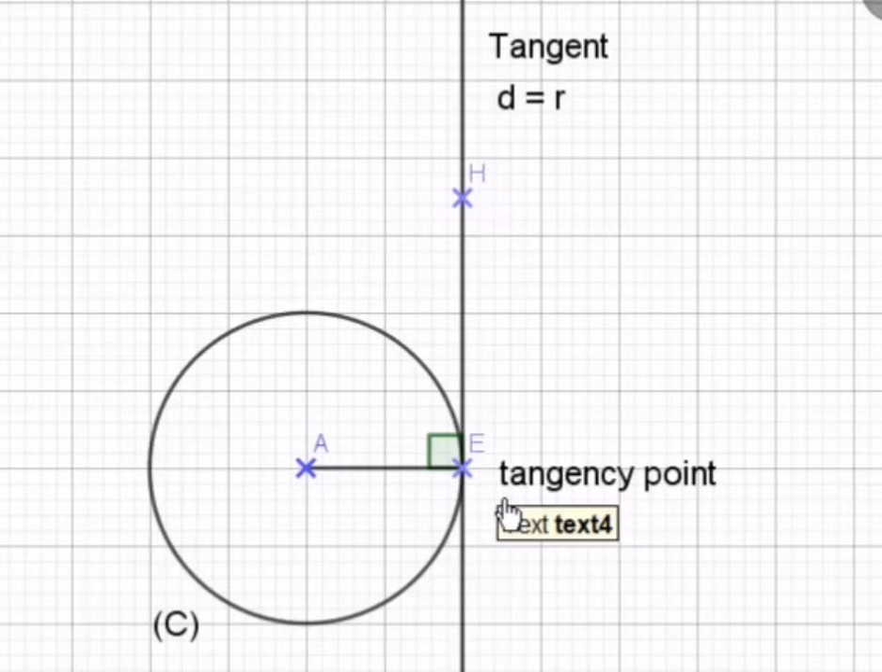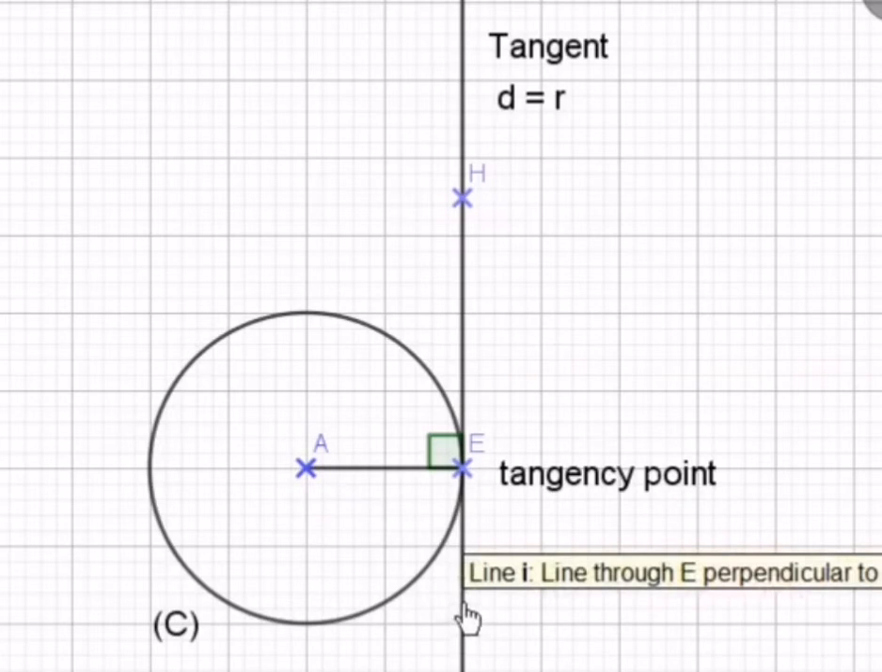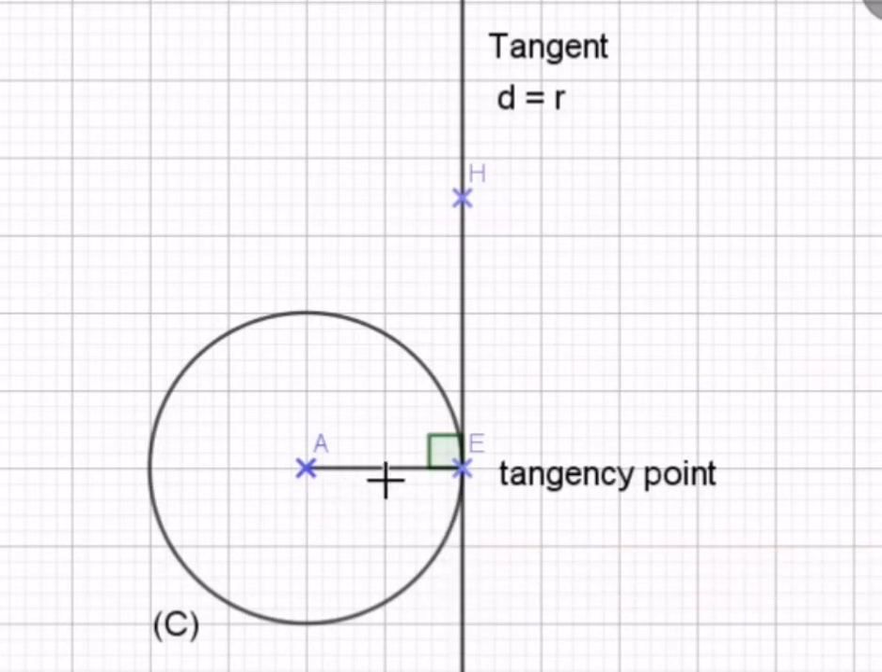So when we have a tangent, it touches the circle at one point called the tangency point, and it is where the angle 90 relies between the radius and the tangent. So the angle between the radius and the tangent is 90 degrees at the tangency point.